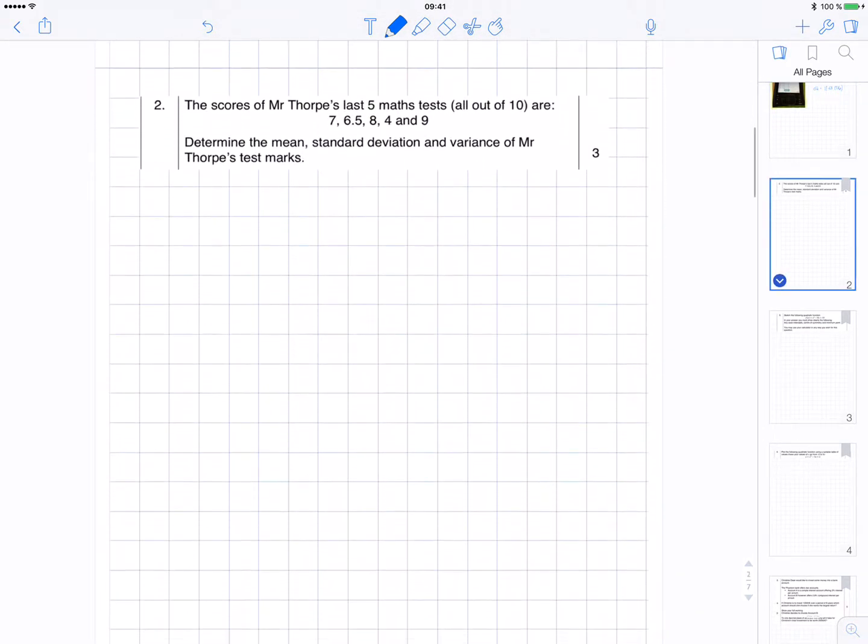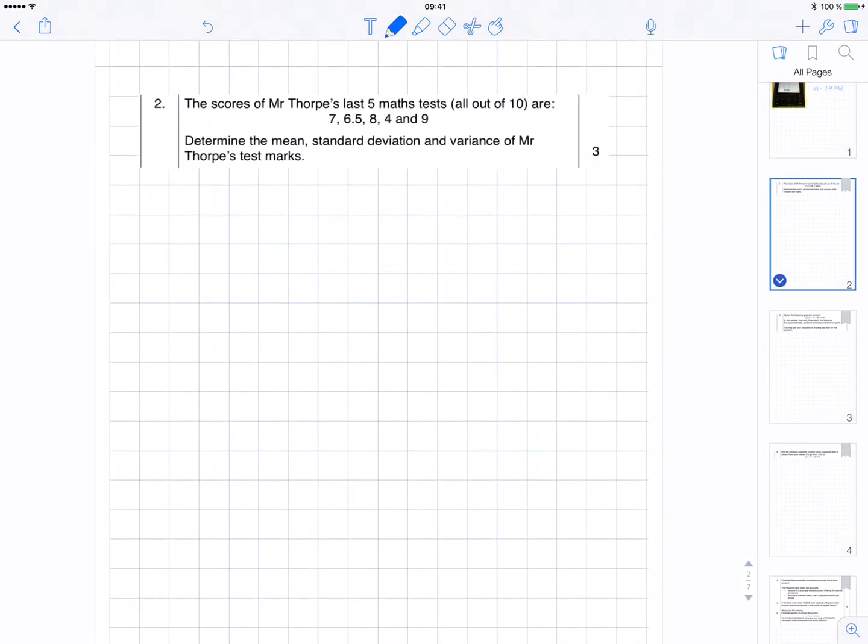Question 2. The scores of Mr. Thorpe's last 5 maths tests, all out of 10, are 7, 6.5, 8, 4 and 9. Determine the mean and standard deviation and variance on Mr. Thorpe's test marks. I'm going to insert a new problem. So doc for 1, add lists and spreadsheets. I'll call the title for this one marks. I put in 7, 6.5, 8, 4 and 9.